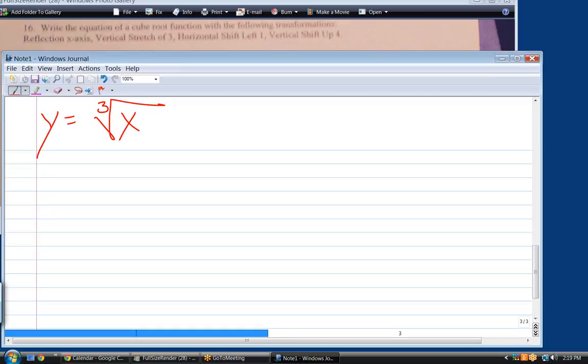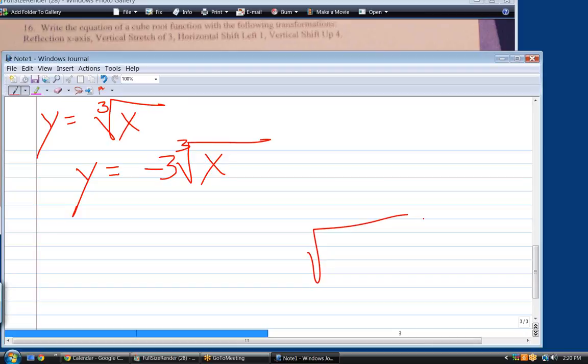So reflecting it over the x, what would that do? It would put a negative sign where? Before the radical. Vertical stretch of 3, what would that do? That would put 3 between the negative sign and the square root. The radical sign, yeah. This thing here is a radical sign. And if there's no number here, it's presumed to be 2, so it would be presumed to be square root. It could be cube root. It could be 4th root. It could be 5th root, whatever.